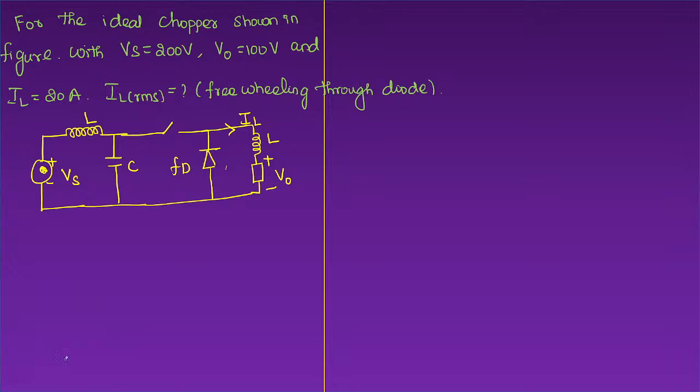Okay, let me try to explore the answer. Sir, what they told is, for the ideal chopper shown in the figure, the supply voltage and output voltage are given, the output current is also given, and they are asking for the RMS value of the current. Fine, sir. If you take the circuit, there is a switch. See, this is the switch. How will this circuit work? Let's see what will happen.